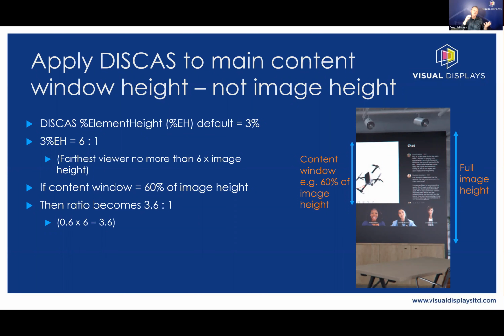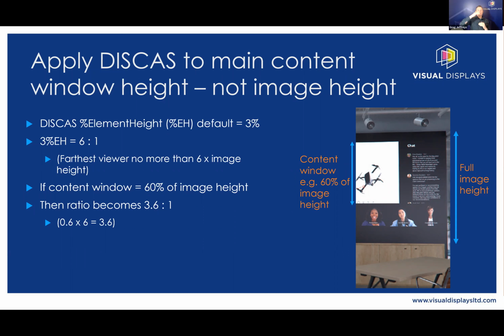Now, DISCAS as it stands now, the image is synonymous with the display size. But here, with the way that Teams rooms and hybrid spaces are going, the paths diverge. So what we need to do is to think about what size the content window needs to be in order for the people at the back of the room to be able to see, using the conventional kickoff point of 3% element height with the DISCAS standard, which then equates to the 6:1 rule.